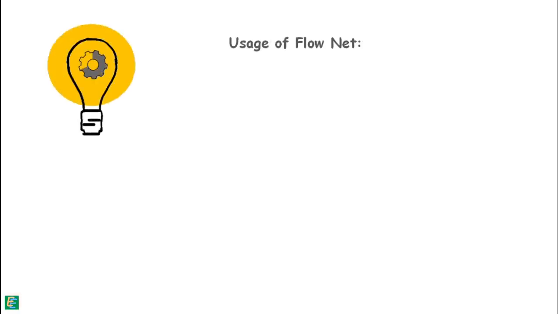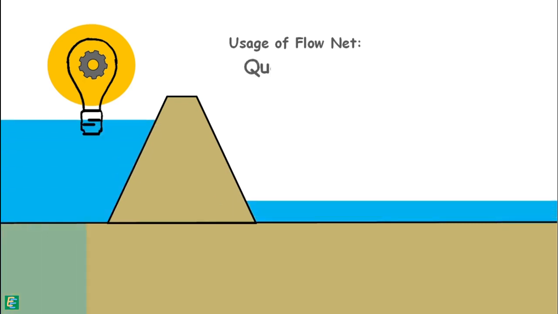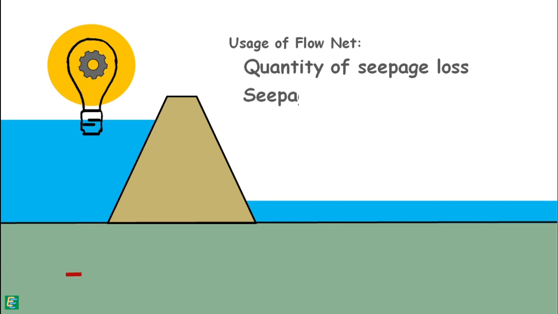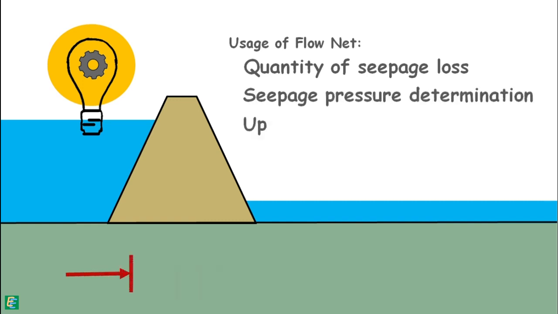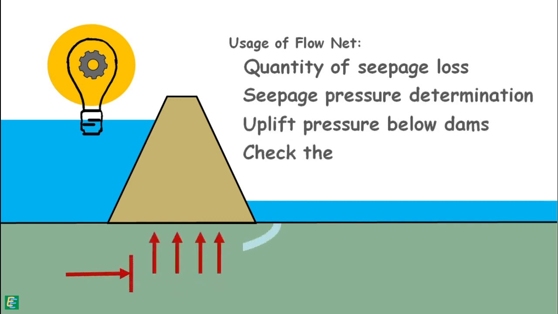We can use the flow net to find solutions to our engineering problems, such as the estimation of the quantity of seepage losses from a reservoir, determination of seepage pressure, uplift pressure below dams, and to check the possibility of piping and many others.